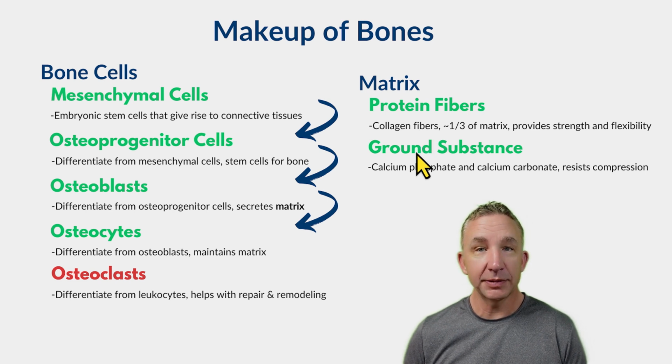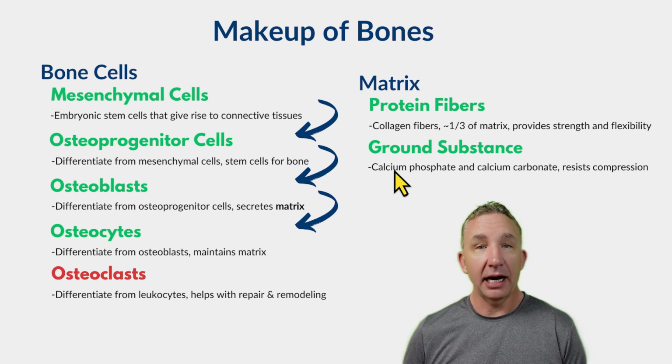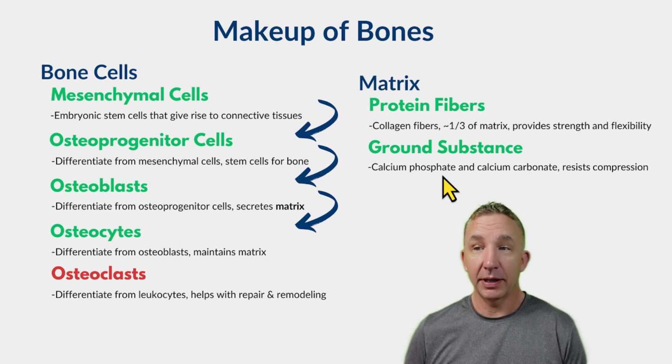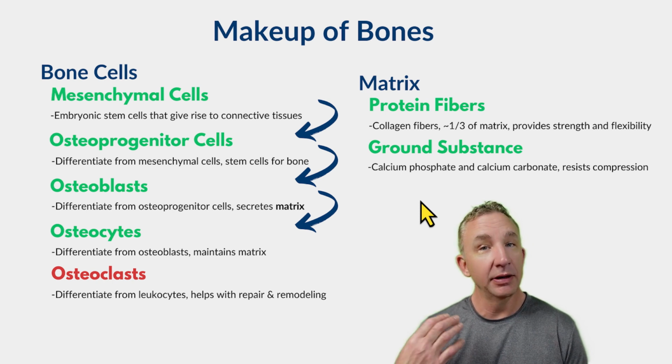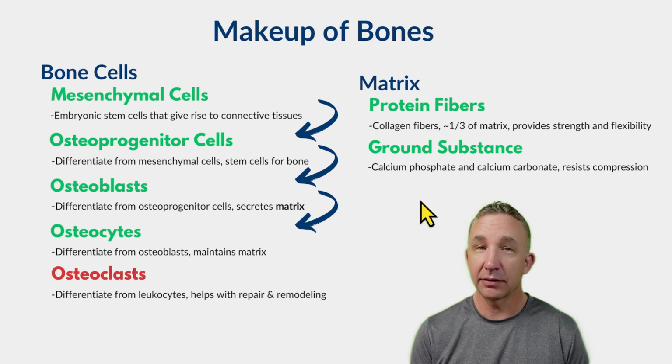And then the ground substance is the material. Remember, it could be a fluid, it could be gelatinous, it can be hard. In this case, it's hard like bone. Calcium is our primary mineral that we use. Calcium phosphate and calcium carbonate are the primary compounds that we see in bone. Phosphate is a strong material that helps with compression. We see phosphate in the enamel of our teeth. Calcium phosphate is one of the hardest materials in our body because it's got to support that compression.